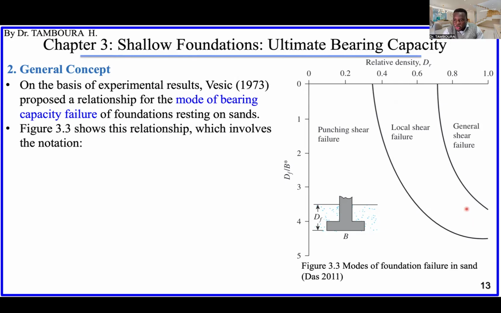Because if it is too deep, the shearing surface, the line, cannot reach the surface. If the footing is too deep, like here, you remember what general shear failure is? The shearing lines go up to the surface. If it is too deep, it cannot go up there.